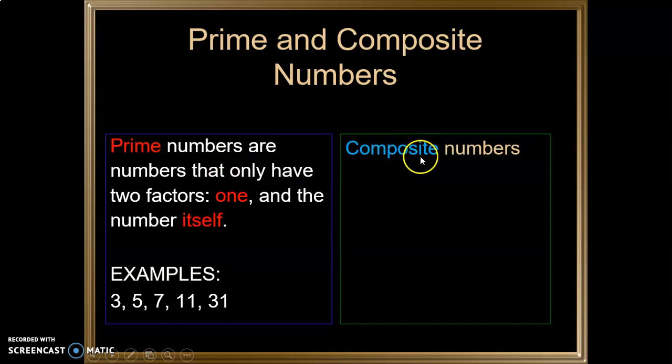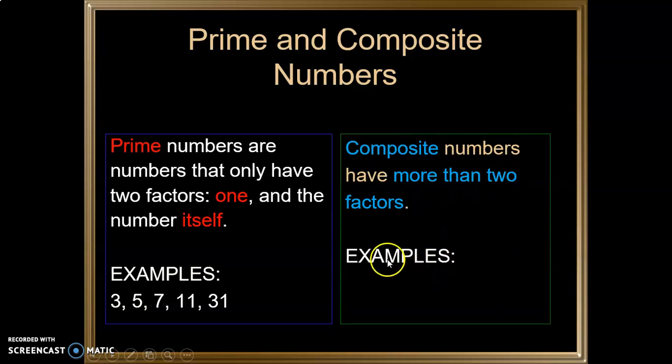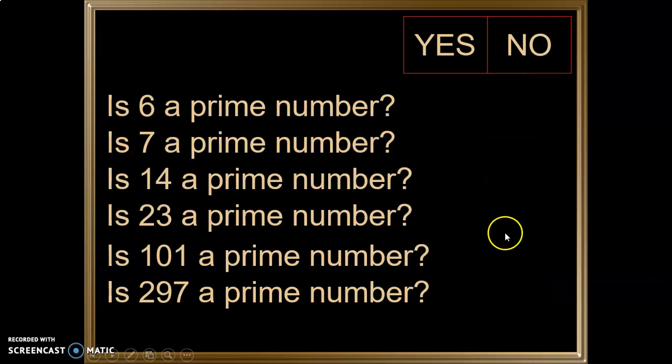Next, composite numbers. Composite numbers have more than 2 factors. For example, 6, 18, 30, 100. Do you understand? Okay, so let's play a game.